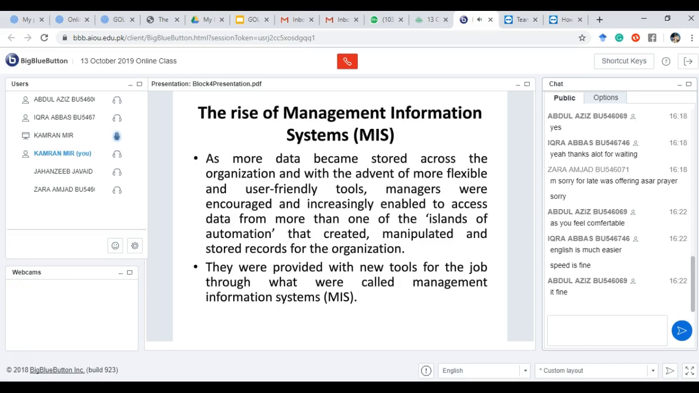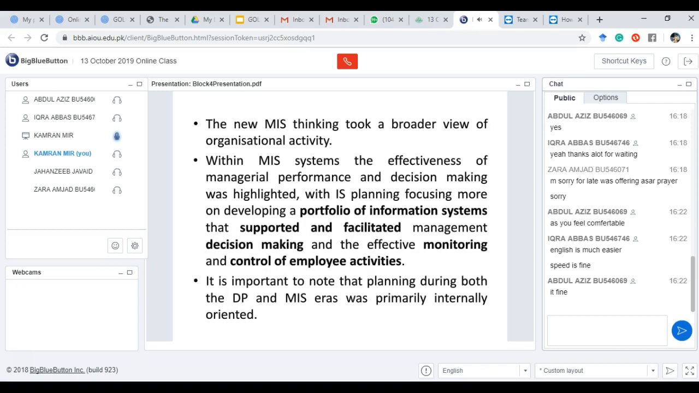Now moving forward, we can say the rise of management information systems came into place. As you can read through it, it says as more data became stored across the organization, and with the advent of more flexible and user-friendly tools, managers were encouraged and increasingly enabled to access data from more than one of the islands of automation that created, manipulated, and stored records for the organization. They were provided with new tools for the job through what we call management information systems. I'll read more points.